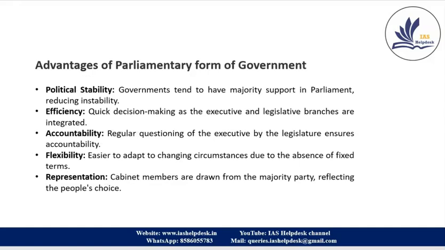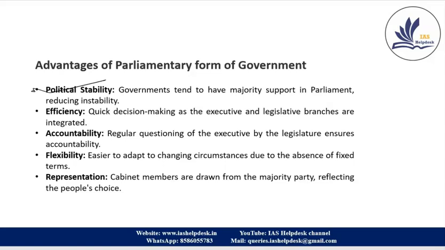So the first is political stability. So how do we have this political stability? Political stability comes in the sense that government tends to have majority support in parliament, reducing instability. So why is there stability? Because there is better communication between the legislature and executive. Since the executive is a part of the legislature and generally the majority of the legislature supports the government, it is easier to pass any law and implement them.